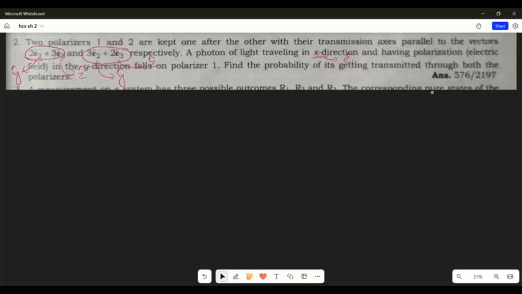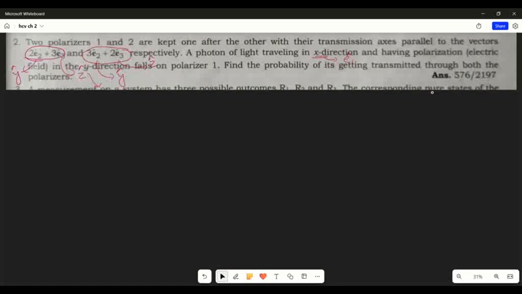So a photon of light traveling in the x direction, having polarization, that is the direction of the electric field, along the y direction, falls on polarizer 1. So we have to calculate the probability that the photon will get transmitted through both the polarizers.